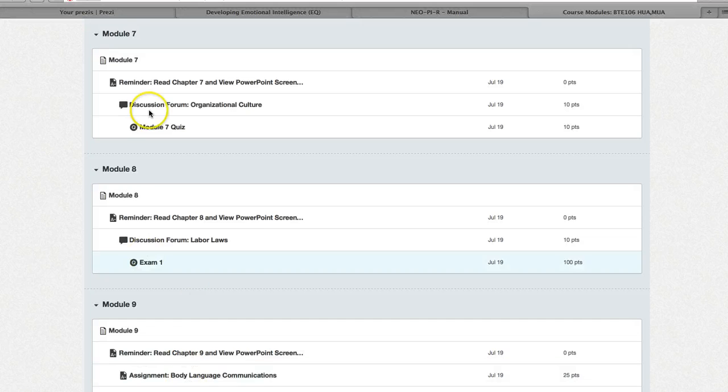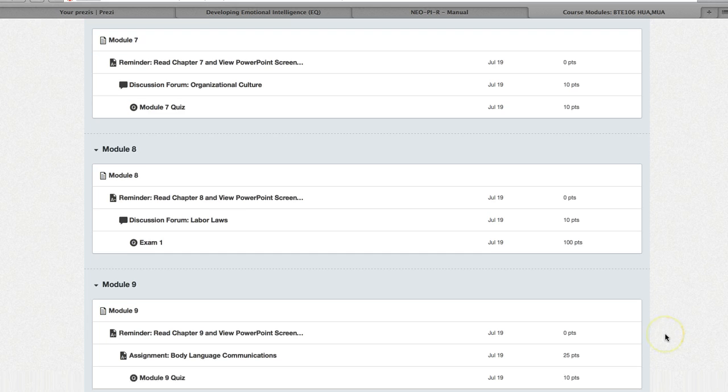We'll just kind of look really quickly at a glance. I have my chapter readings and PowerPoint screencast reminders. I have a discussion forum. I have a quiz, chapter reminder, screencast reminder, discussion forum, and an exam. Exam 1. Let's see here. Chapter reminder, an assignment, and then a quiz.